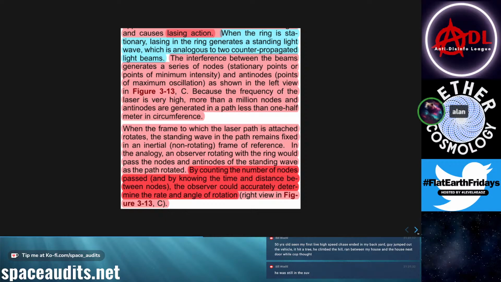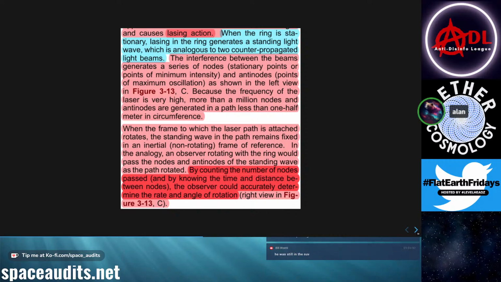Okay, so when the ring is stationary, the lasing ring generates a standing light wave, which is analogous to two counterpropagating light beams. The interference between the beams generates a series of nodes, which are fringe shift patterns, stationary points or points of minimum intensity, and the antinodes, points of maximum oscillation, as shown in the left figure 13, which is the one I showed you guys earlier. Because the frequency of the laser is very high, more than 1 million nodes and antinodes are generated in the path in less than half of a meter in circumference.